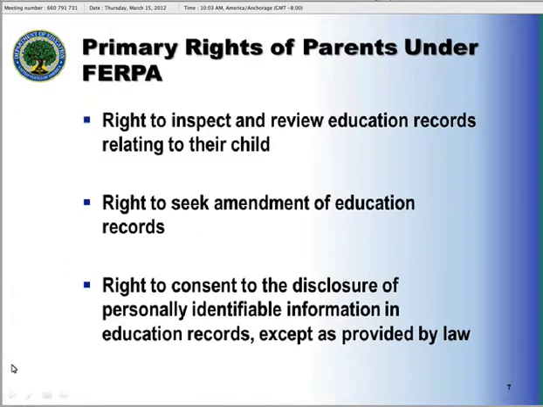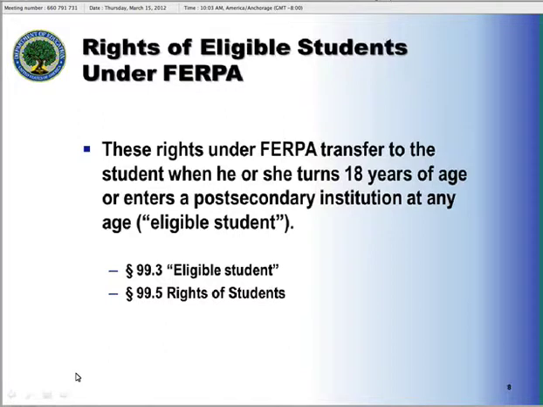FERPA is a federal law that affords parents the right to have access to their children's education records, the right to seek to have the records amended, and the right to consent to the disclosure of personally identifiable information, or PII, from education records, except as provided by law. When a student turns 18 years old or enters a post-secondary institution at any age, the rights under FERPA transfer from the parent to the student, and he or she is known as an eligible student under FERPA. We will talk specifically about these rights as we get into the presentation.